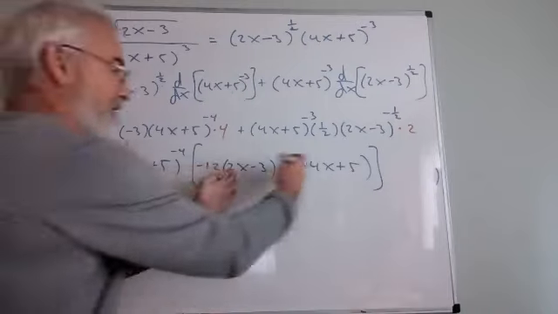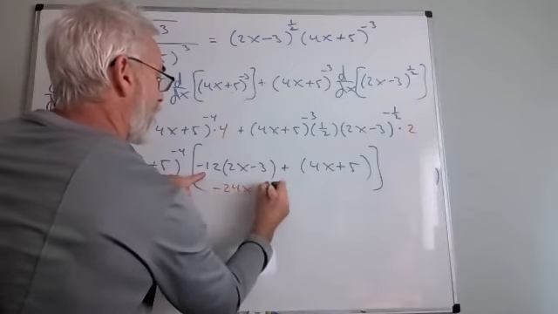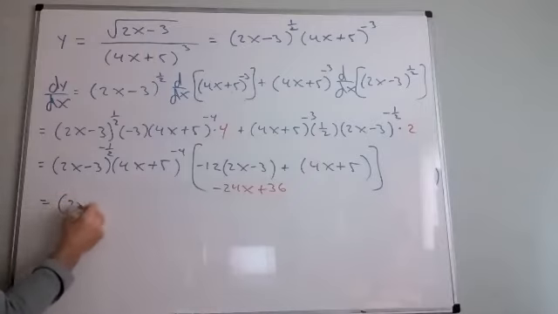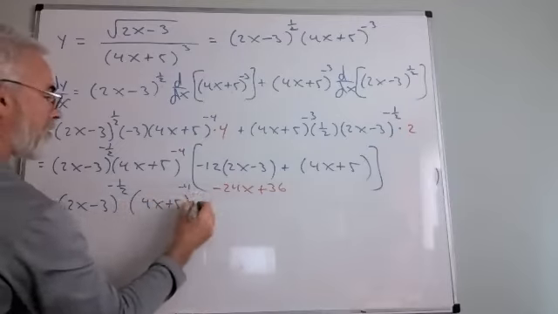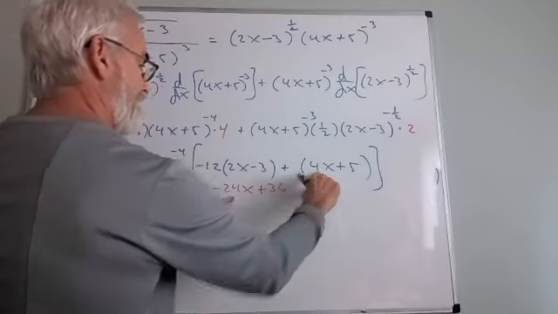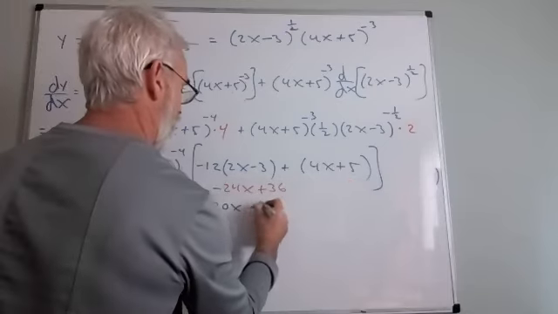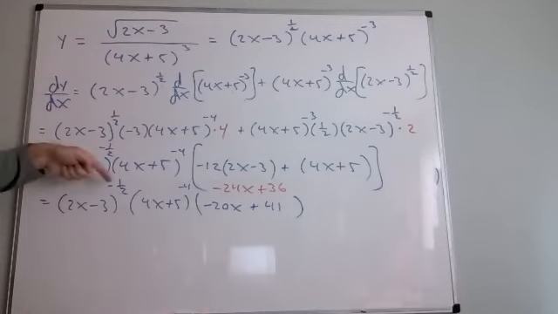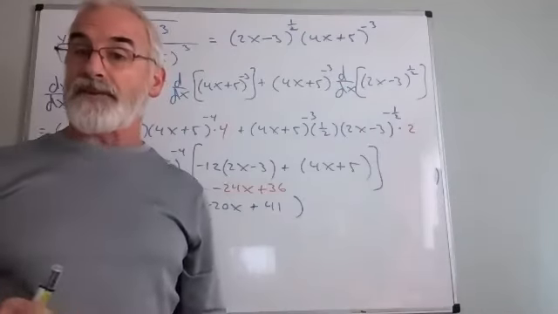All I have to do now is kind of finish this off. So let's distribute here. That would be negative 24x plus 36. So if I put all of this together, it looks like I have negative 24x plus 4x, that's negative 20x. I have positive 36 plus 5, that'd be plus 41. So what I have now is a beautifully factored answer with lots of negative exponents. So what do I do with that? Well, this is where I now simplify by putting the negative exponents back in the denominator.